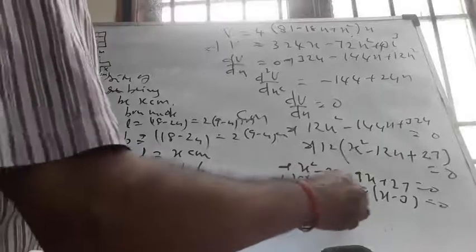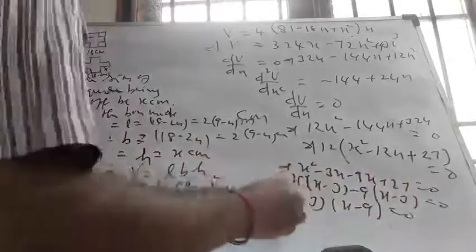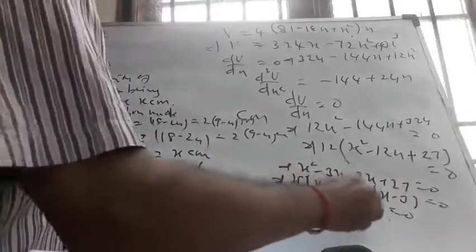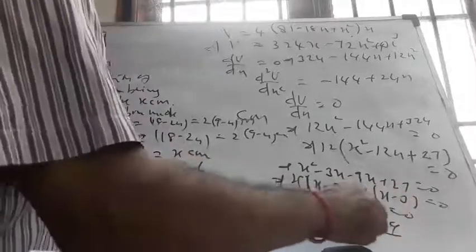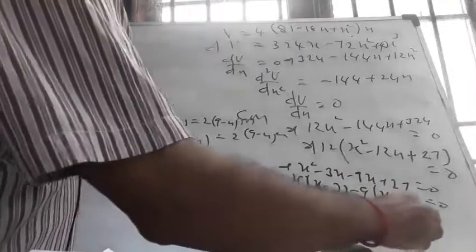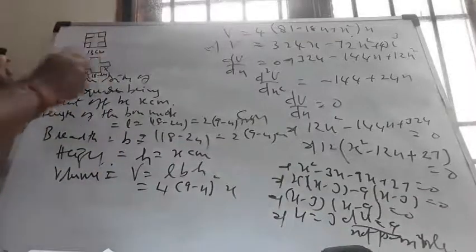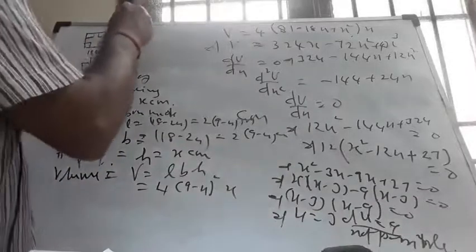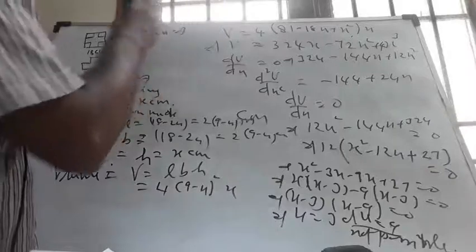This implies x minus 3 into x minus 9 is equal to 0, which implies x equal to 3 or x equal to 9. But this is not possible. Why? When x is equal to 9, the sheet is made into two pieces. I won't be able to think of such a situation. Therefore, when x is equal to 3, let me proceed here.